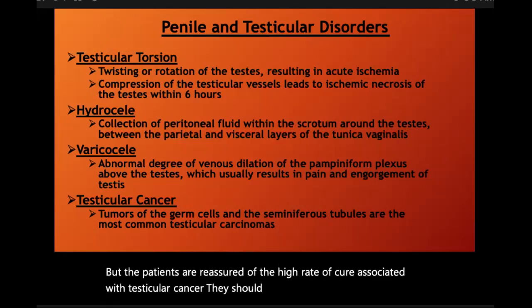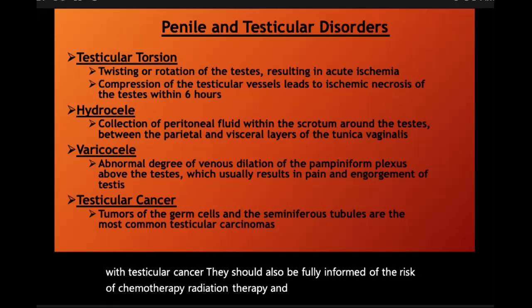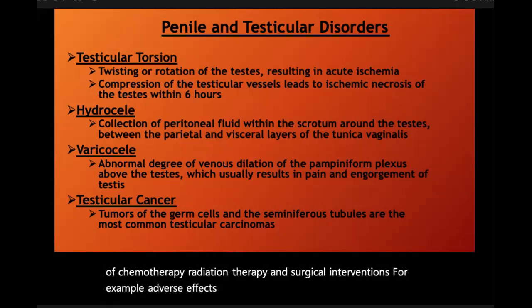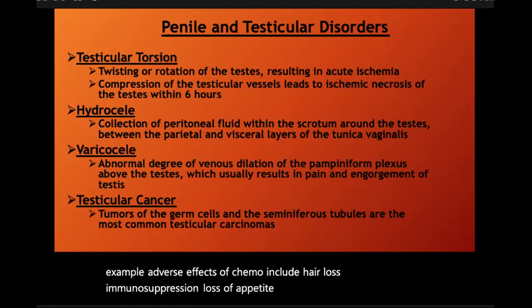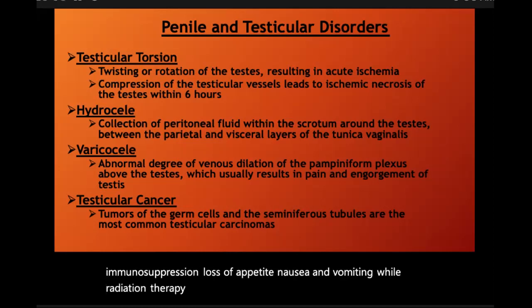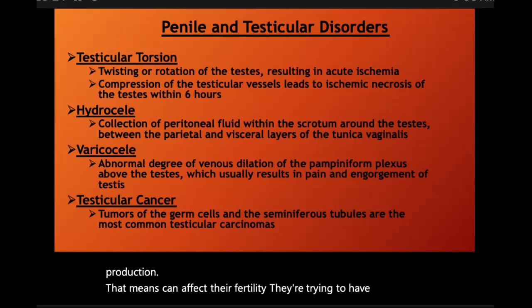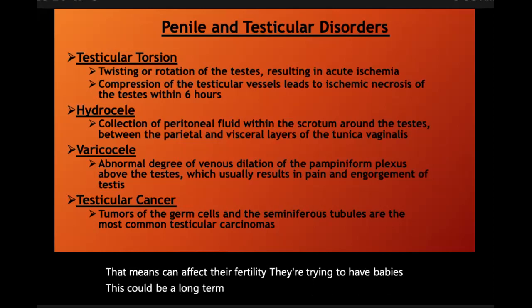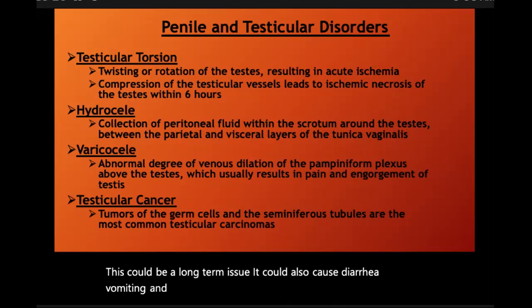They should also be fully informed of the risk of chemotherapy, radiation therapy, and surgical interventions. For example, adverse effects of chemo include hair loss, immunosuppression, loss of appetite, nausea, and vomiting, while radiation therapy can cause extreme fatigue and interfere with sperm production. So patients that are in their younger years, you want to make sure they're aware that the radiation can affect sperm production, which means it can affect their fertility. If they're trying to have babies, this could be a long-term issue. It could also cause diarrhea, vomiting, and skin reactions at the treatment site, as well as nephritis and enteritis in terms of radiation.